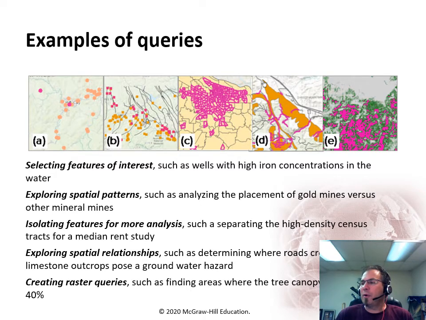These are the spatial queries, such as where roads might cross a limestone outcrop, or pose a groundwater hazard, things like that. You're comparing two completely different data sets based upon various criteria in space, whether they intersect each other, is there a proximity or distance? We'll talk more about that a little bit later.